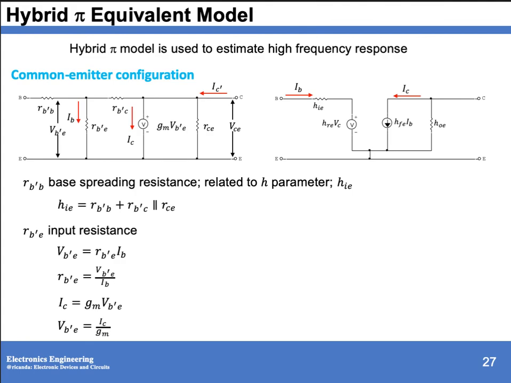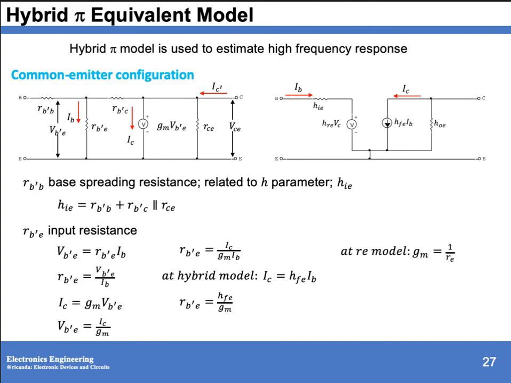Getting your voltage B'E, that is equal to IC over gm. Substituting your voltage B'E to your equation of RB'E, therefore we have IC over gm IB. So IC in your hybrid model is HFE IB. So we have HFE over gm. And gm in your re model is 1 over re, and in your hybrid model, re is HIB. So therefore, RB'E is equal to HFE times HIB.